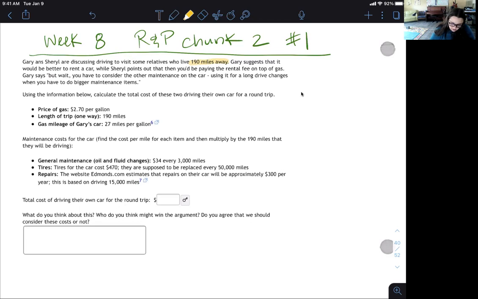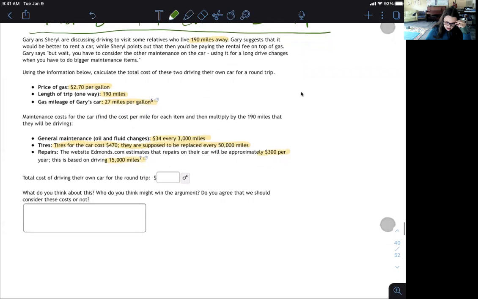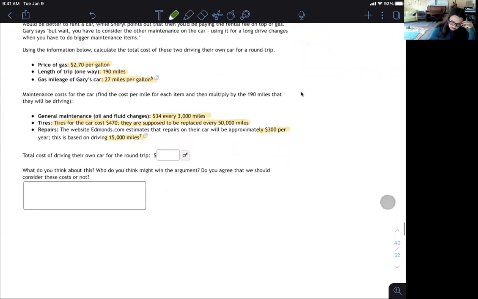So we have the cost for the gas, the length of the trip, and the gas mileage. And then there's also maintenance to consider. So how much does it cost for the oil and fluid changes, the tires, and the repairs, $300 per year after driving 15,000 miles. The total cost of driving your car for the road trip. So the first thing I might do here is think about how much the gas is going to cost.